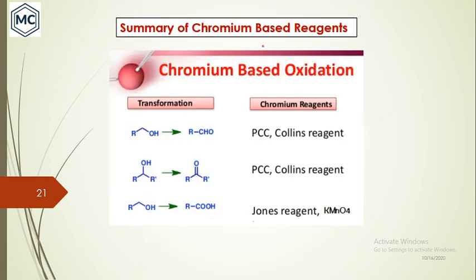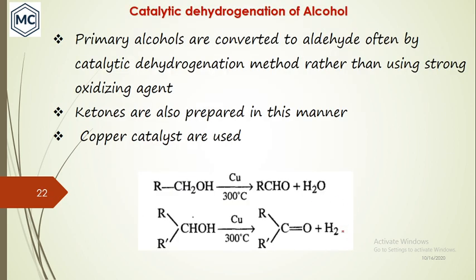So this is the summary for chromium based reagents. You can convert primary alcohol into aldehyde by using PCC and Collin's reagent, and you can convert secondary alcohol into ketone by using the same reagents. And to convert primary alcohol into acid, you can use John's reagent and permanganate reagent.